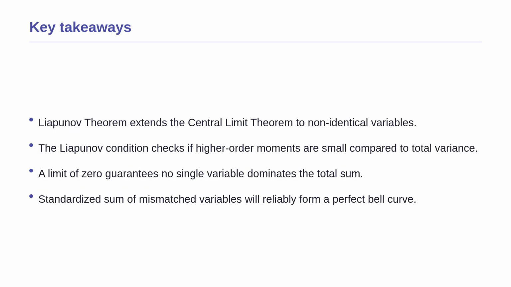To wrap up our lecture, let us review the key takeaways. The Liapunov theorem is a powerful extension of the central limit theorem that allows us to work with independent random variables that do not share the same distribution. It relies on the Liapunov condition, which mathematically ensures that the extreme deviations of individual variables are kept in check compared to the total variance. As long as this condition evaluates to 0, no single variable dominates, and we are guaranteed that our messy, mismatched data will reliably form a perfect bell curve. You now have the tools to handle complex real-world statistical problems.